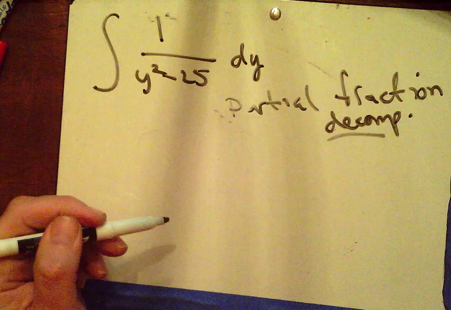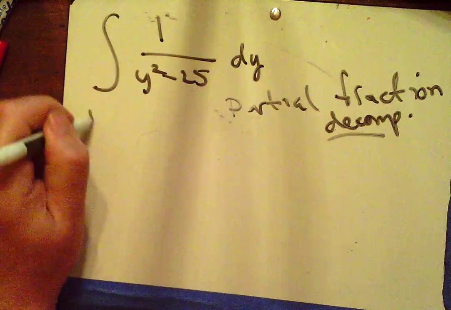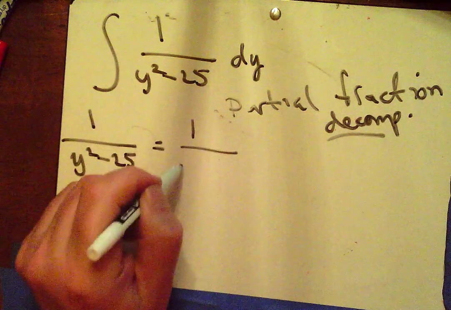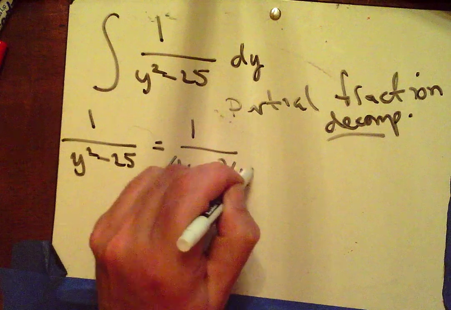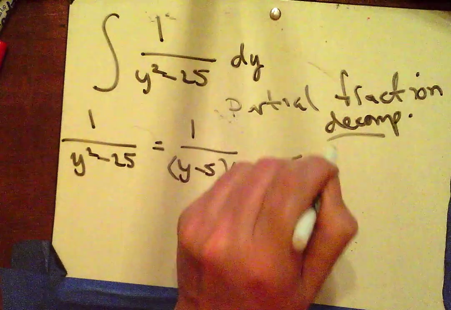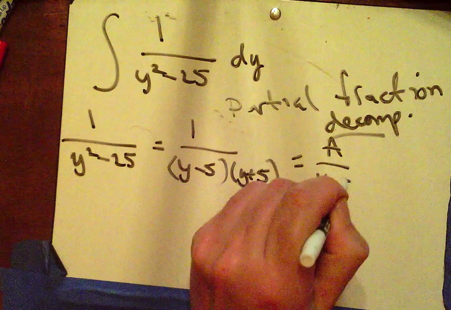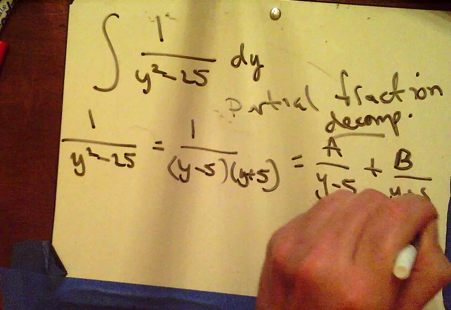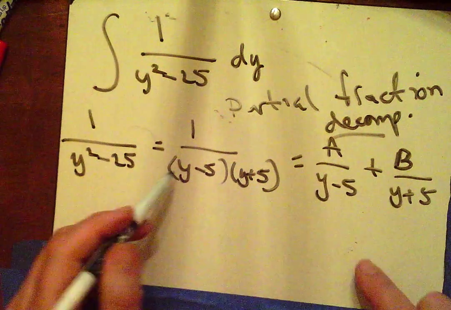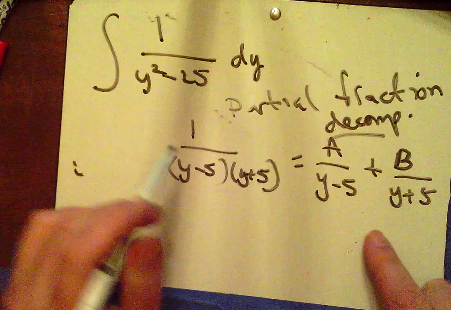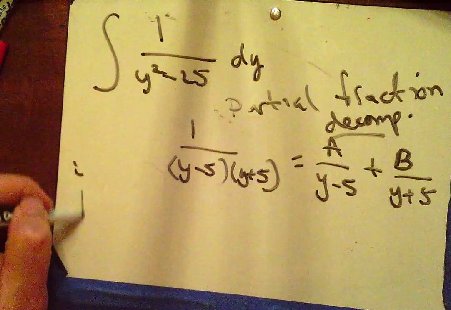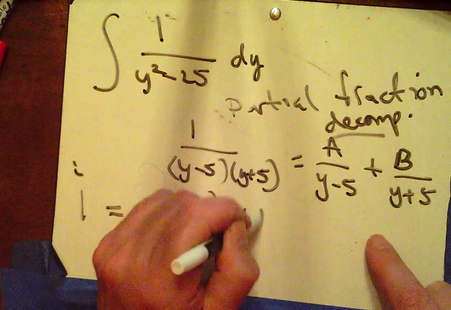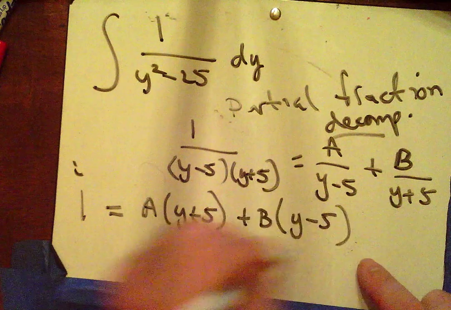That's what we need to do here: partial fraction decomposition. So we're going to take this y squared minus 25 and turn it into y minus 5, y plus 5. We'll do our partial fraction decomposition setup for non-repeated linear functions. Now let's multiply both sides of this equation by y minus 5, y plus 5. And so we're going to have 1 equals a(y plus 5) plus b(y minus 5).